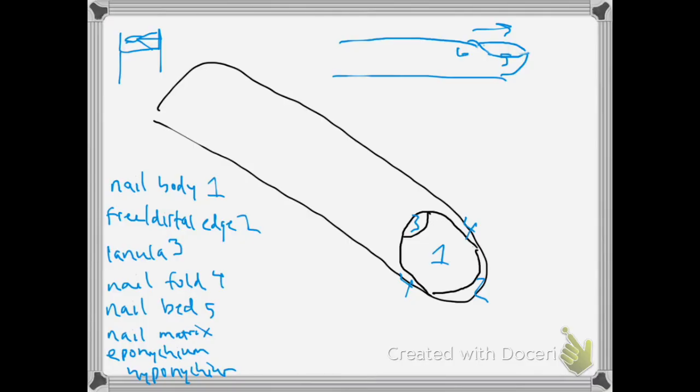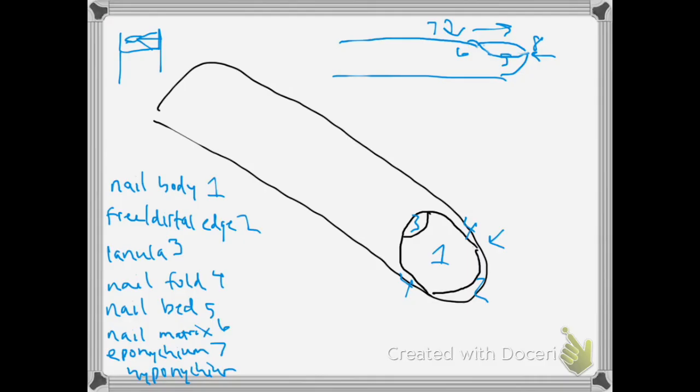And then the eponychium, this is that skin that's on top. That's 7. That's on top of my nail matrix. And then my hyponychium, that's 8. That's this skin that's underneath this distal edge. So if you've ever had a splinter go right underneath your nail and it stabs that super painful skin there, that's your hyponychium.